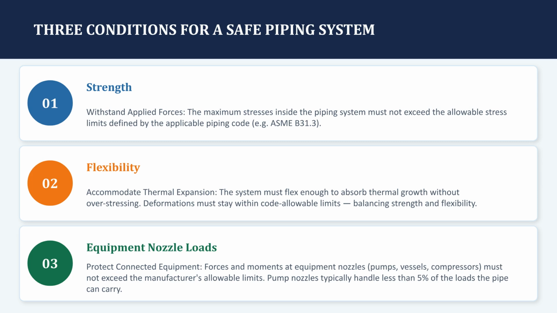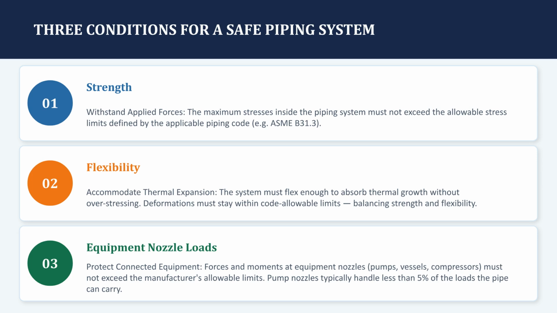Condition 1, strength. This means the pipe must be able to withstand the applied forces we just talked about, weight, pressure, thermal loads, without the stress inside the pipe wall exceeding the allowable limits set by the governing code, such as ASME B31.3, which is the code commonly used for process piping. Think of strength as answering the question: is the pipe material strong enough to not crack, yield, or rupture under the loads it's experiencing? Condition 2, flexibility.